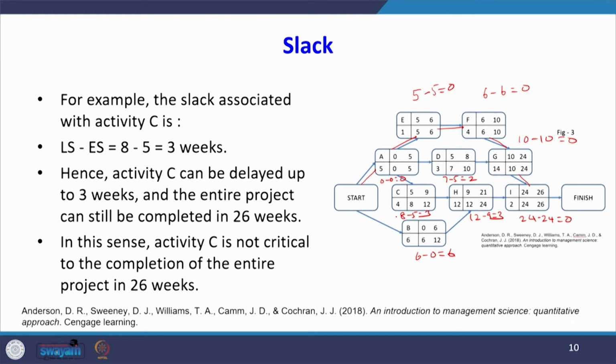Now, for example, say activity C. The latest start time is 8 and the earliest start time is 5. So, the difference is 3 weeks. What is the meaning of the 3 weeks? The activity C can be delayed up to 3 weeks and the entire project can still be completed in 26 weeks. That is the meaning of the slack. You can delay that much, but that will not affect our total project completion time. So, in this case, activity C is not critical to the completion of the entire project in 26 weeks. Wherever there is a positive slack, those activities are called non-critical activities.